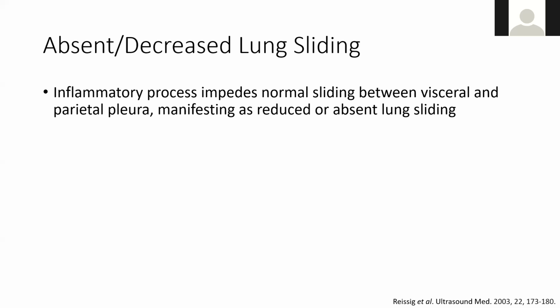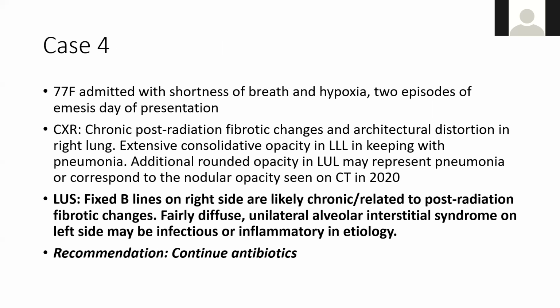So the main point here is that the inflammatory process in conditions such as ILD or fibrosis can impede normal sliding between the visceral and parietal pleura, which can manifest as reduced or absent lung sliding. For this patient, we concluded that she had fixed B lines on the right side, likely chronic or related to post-radiation fibrotic changes, but fairly diffuse unilateral alveolar-interstitial syndrome on the left, which could be infectious or inflammatory in etiology, and we recommended continuing with antibiotics.